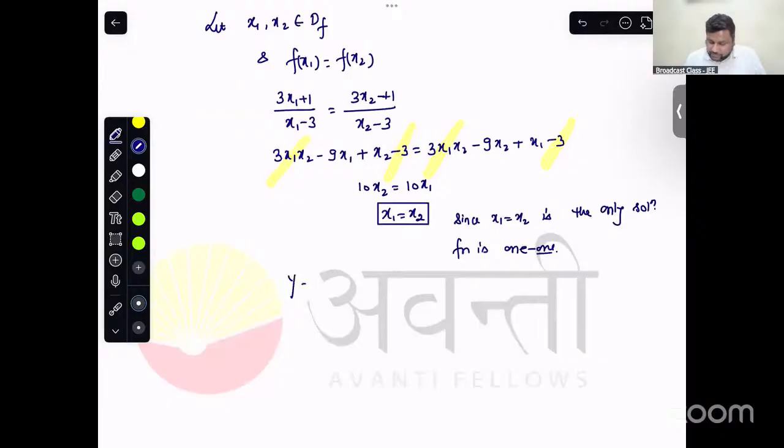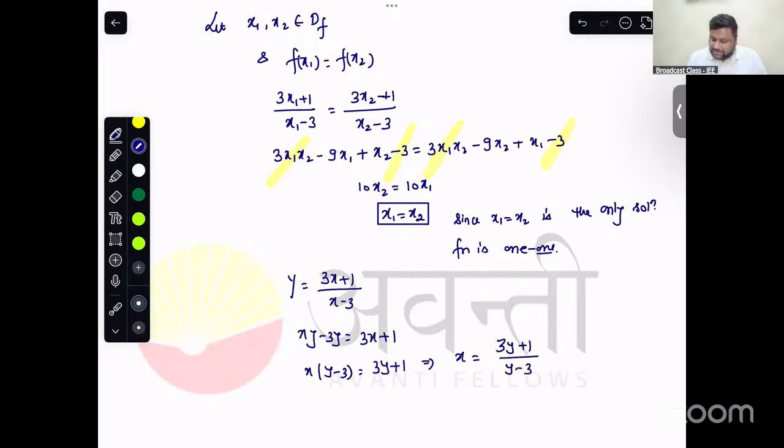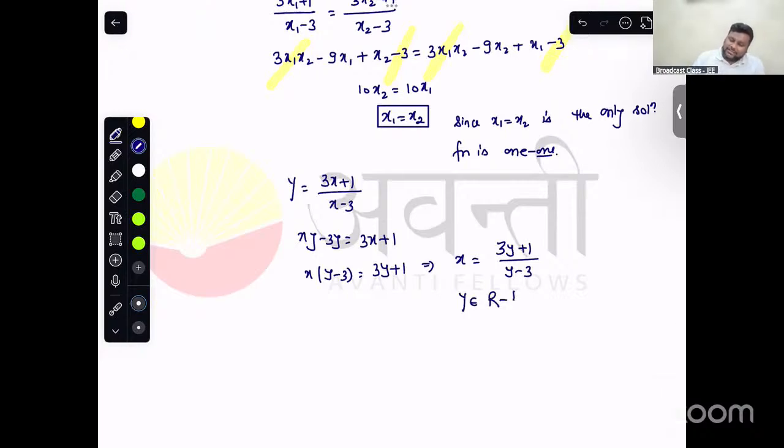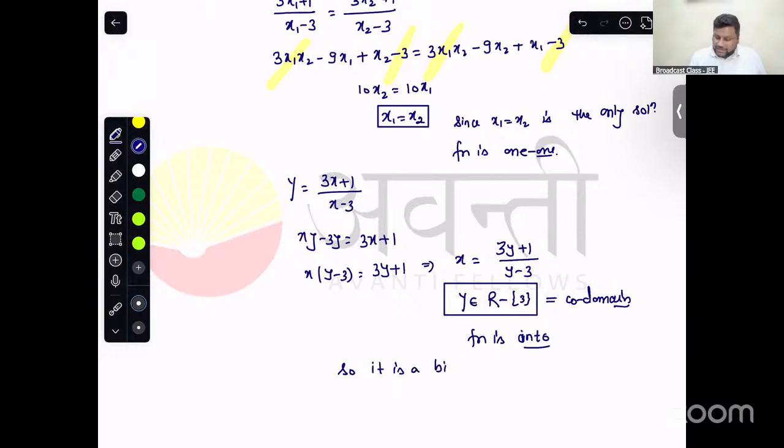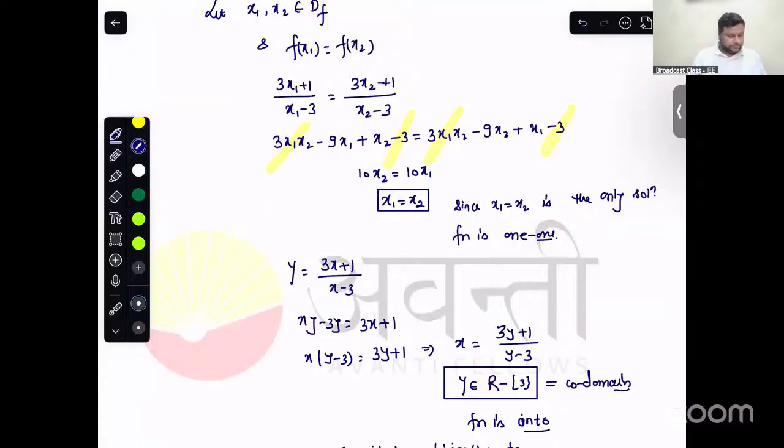Now for onto, you will assume y as 3x plus 1 upon x minus 3. Cross multiply: xy minus 3y is 3x plus 1. So x times (y minus 3) is 3y plus 1, which implies x is what? 3y plus 1 upon y minus 3. Now do you realize y can be anything except 3? So the range is R minus 3, and this range is also given to you as the codomain. This range equals its codomain. So the function is onto. Am I correct? So it is a bijective function. Have a look. Am I correct?